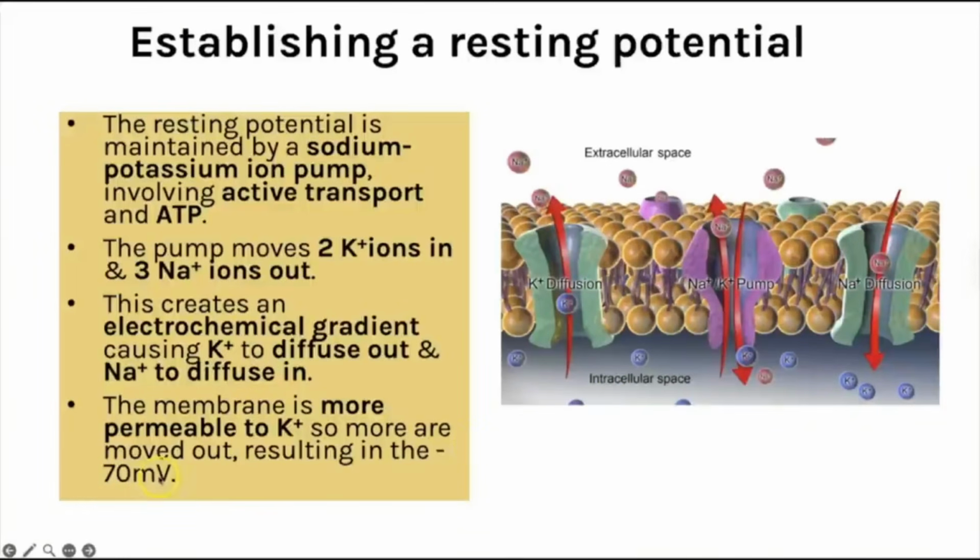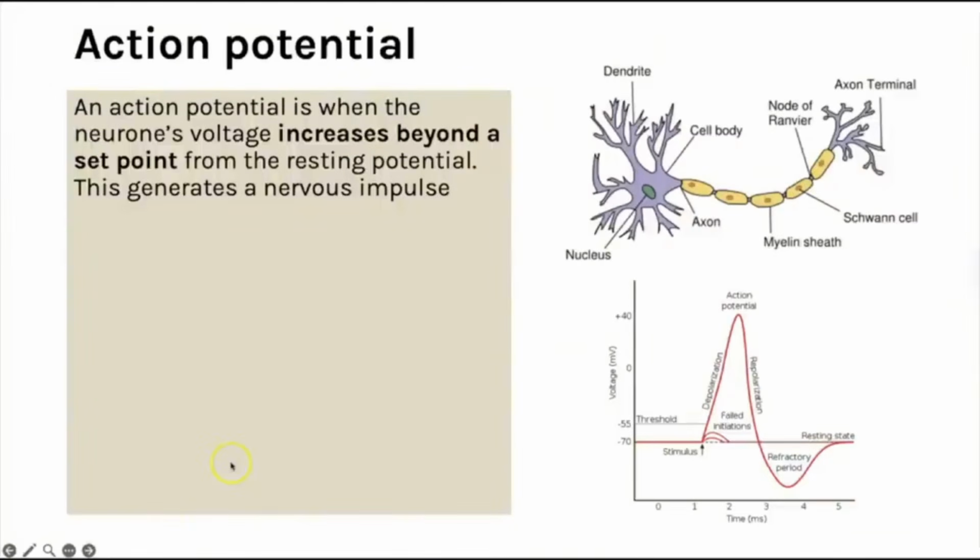Just point out that is the minus there. That minus has just gone on to a different row. Now, an action potential is when there is a response to a stimulus, and you only get this response to the stimulus if the stimulus is big enough to increase the neuron's voltage beyond a set point, a threshold.